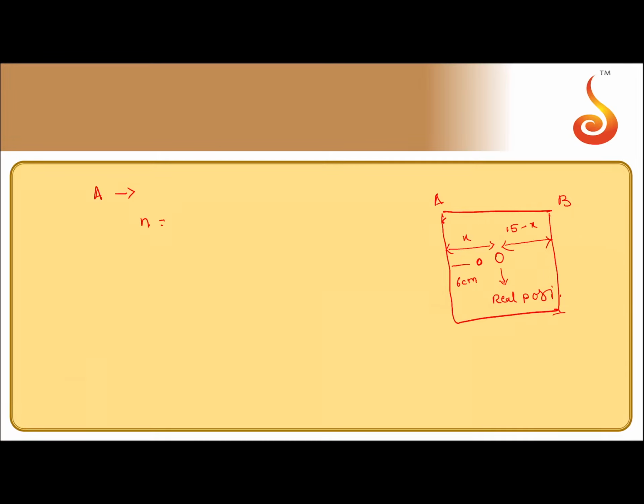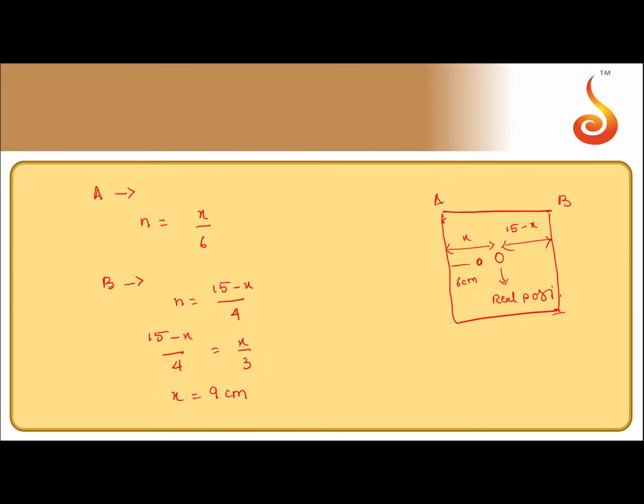From face A we know that n is equal to x by 6. So here x is the real depth from face A, and similarly from face B I can write n is equal to 15 minus x by 4. So equating refractive indices, we get 15 minus x by 4 is equal to x by 6. So this gives us x is equal to 9 centimeters.